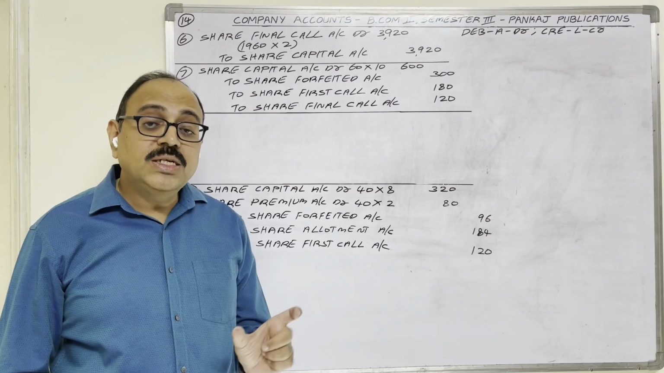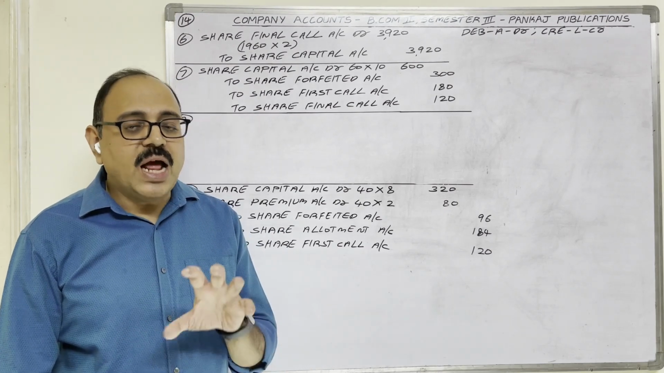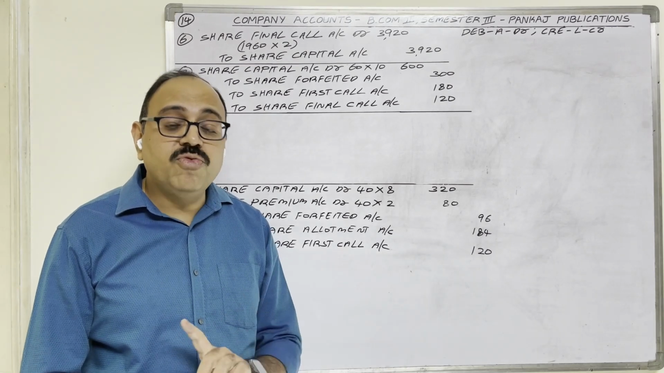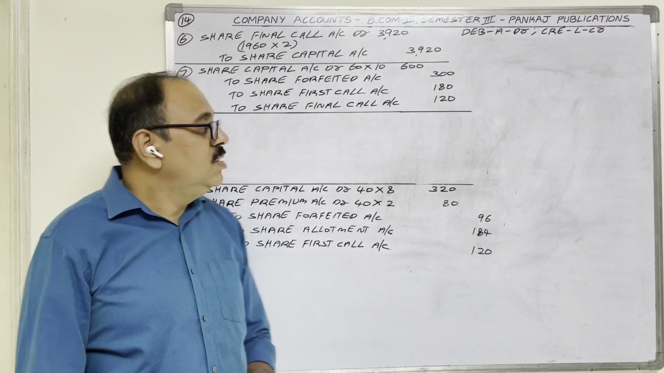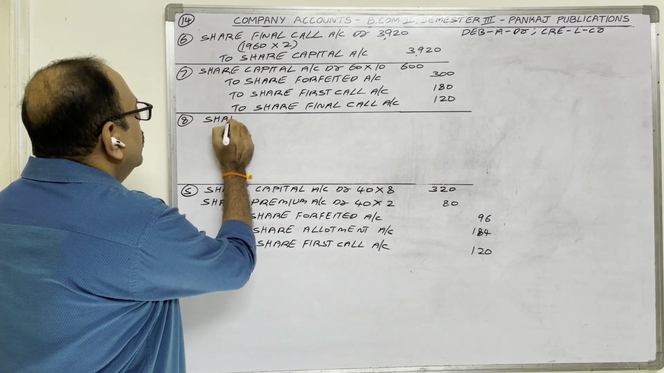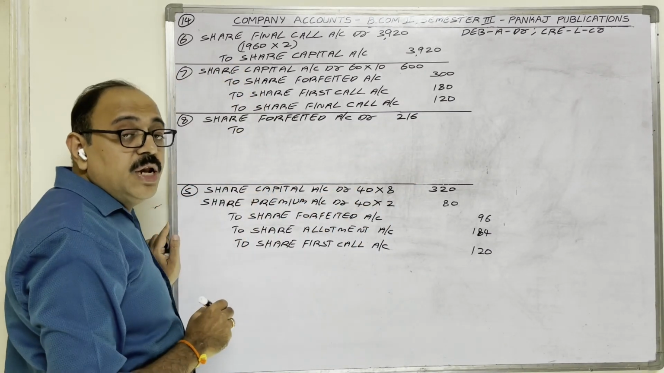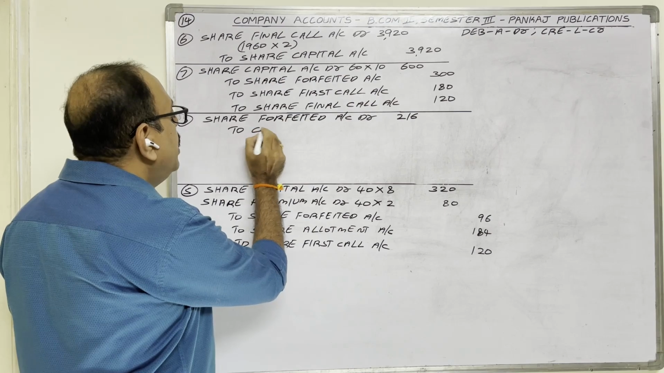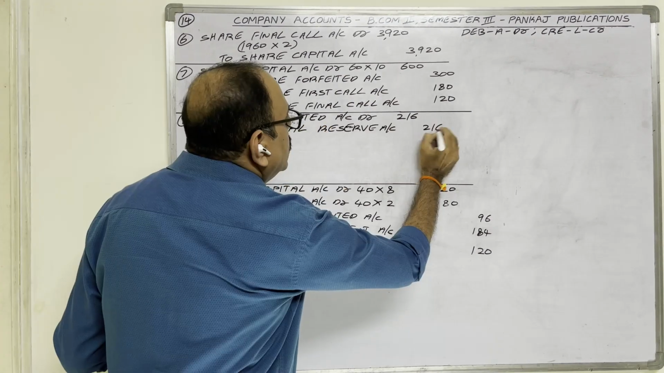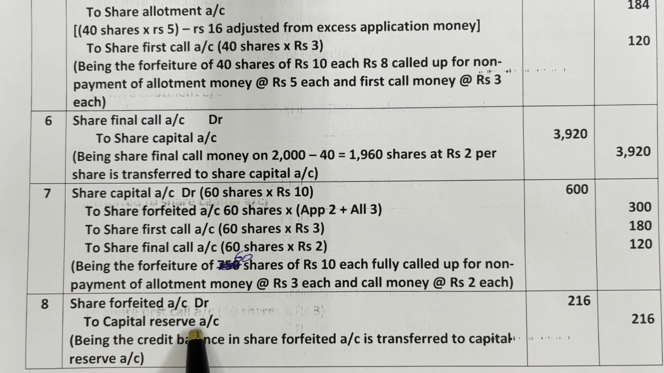The credit balance in share forfeited account, 216, we want to cancel by transferring it into capital reserve. That means we have to debit share forfeited account with 216 rupees. We are transferring it into capital reserve, therefore credit capital reserve account. Amount same, 216 rupees. Eighth entry, share forfeited account to capital reserve account.